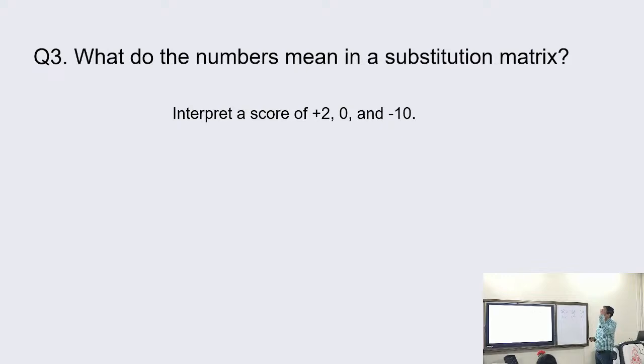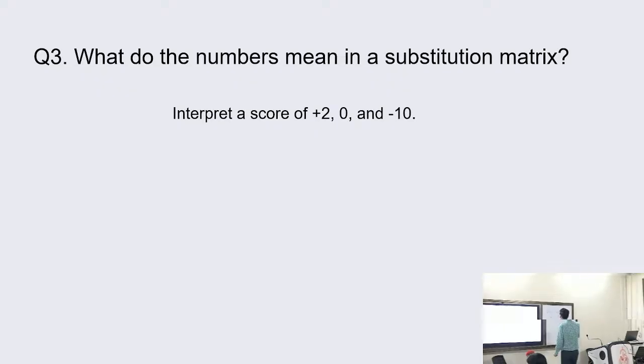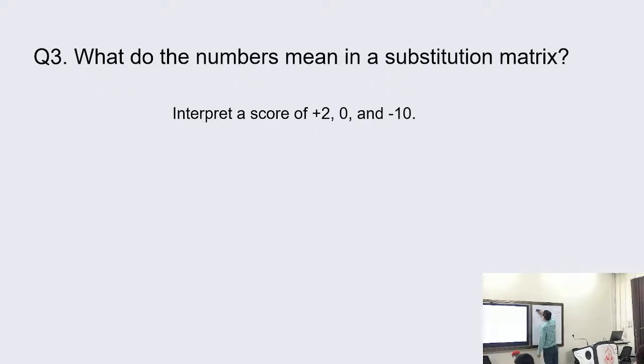Next, what do the numbers mean in a substitution matrix? Interpret a score of +2, 0 and -10. Let's try, before it becomes dry. Yeah, you can erase it fast. This is good. So try: what does a score of +2, 0 and -10 mean?